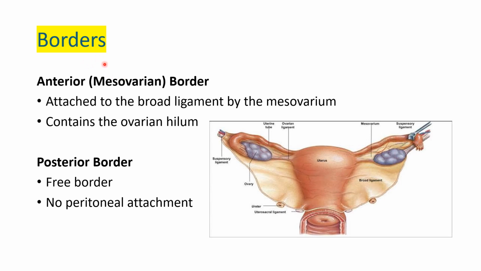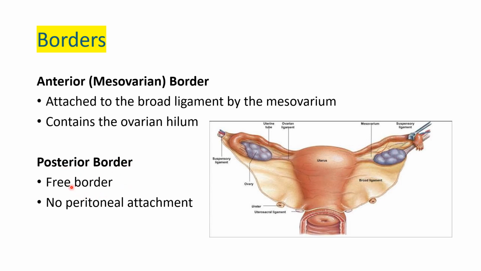So the borders of an ovary. The anterior border is the mesovarian border, attached to the broad ligament by the mesovarium, and contains the ovarian hilum. You see here is your mesovarium. We have our broad ligament here, and the suspensory ligament there. This is the right ovary and the left ovary. This is the anatomical position of the ovary. This is the ovarian ligament and the uterine fallopian tubes which are here. We have the suspensory ligament again here, which is holding the ovaries in space.